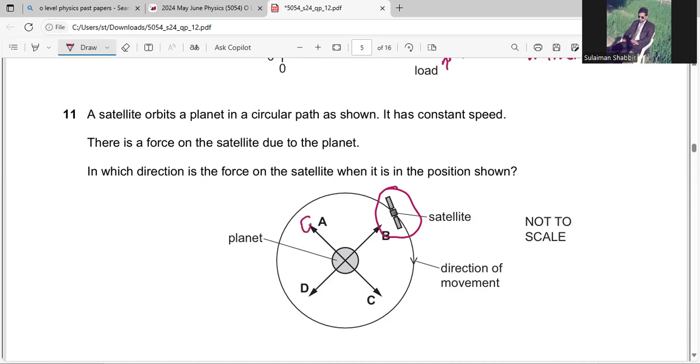So A is not showing this, B is not showing, C is not showing, but D is showing the direction, always directed towards the center. And D is the right answer for this one.